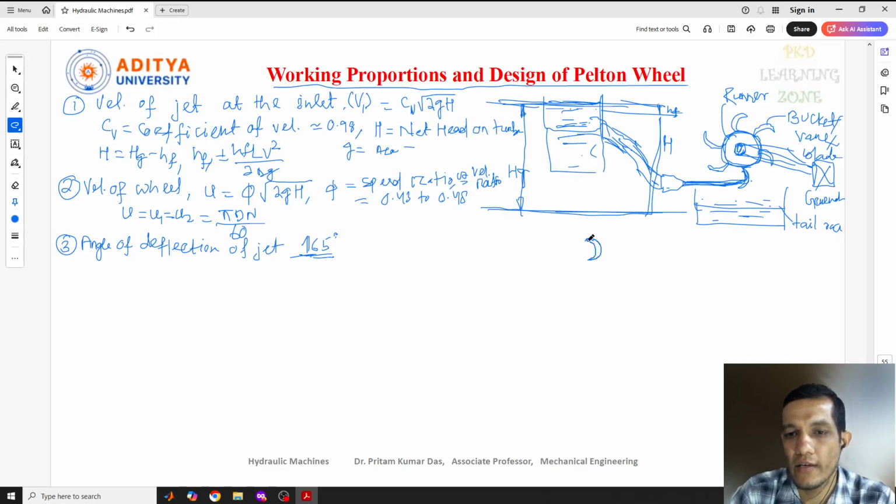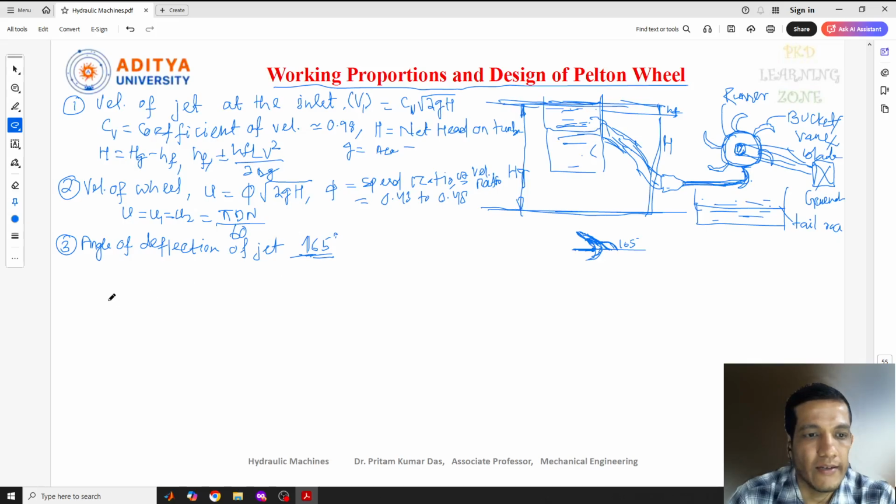You may have confusion about what this angle of deflection is. Suppose this is the bucket, and at the center of this point the water is striking, where the splitter part is. This is the blade, the bucket, and the angle of deflection means the angle of the jet with respect to this blade. The jet is coming out from here at this velocity. This is called the angle of deflection, that is 165 degrees, if the angle is not given in the question.